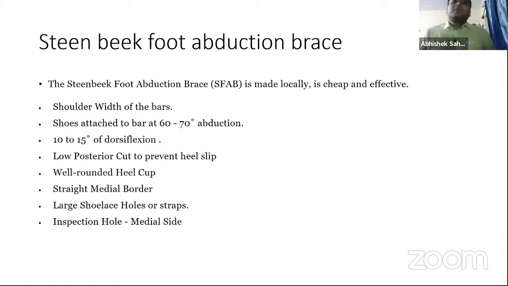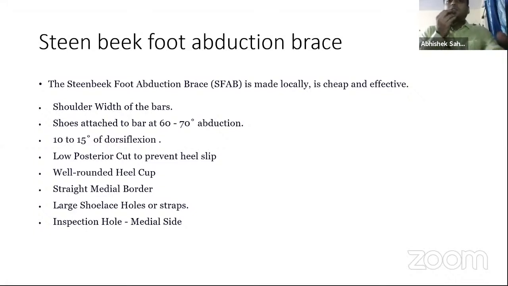Now coming to the Steenbeck foot abduction brace, we all use DB splint. I think it will be more apt if I talk a little bit more about the Steenbeck foot abduction brace, which is used extensively in the third world countries as well as the poor countries. Now here, just going through the basics of the brace, it is almost parallel to what we use in the DB splint.